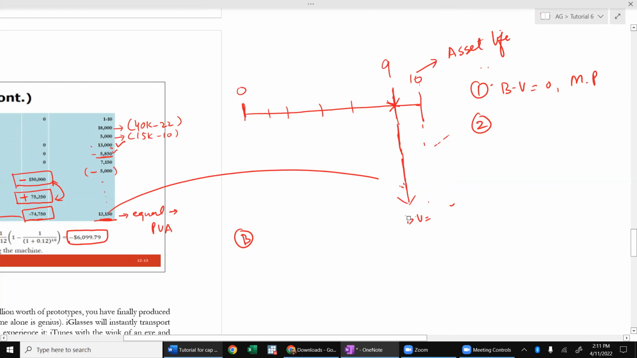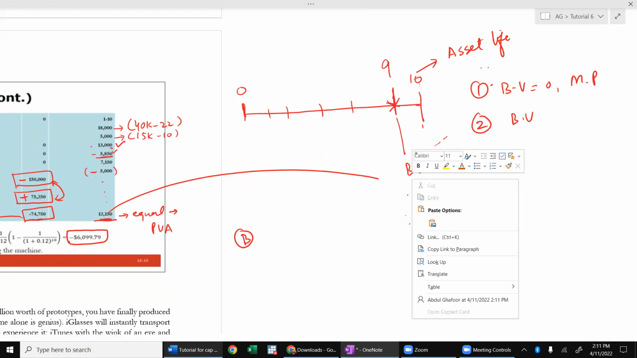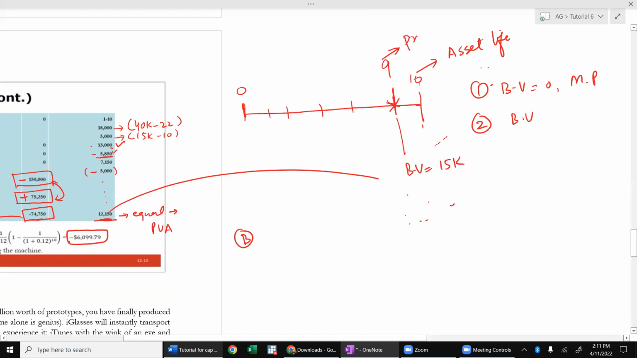Actually, I have made a few questions for you. I already had a recording last time that I gave to students, but you should understand this. In this situation, the question has given you the book value, but if you see at year 9, the asset has not been fully used. Let's say the book value left is 15,000. I'm just assuming. So when you complete the project, because the asset life is 10 years but we complete this project in year 9, the asset book value is 15,000.